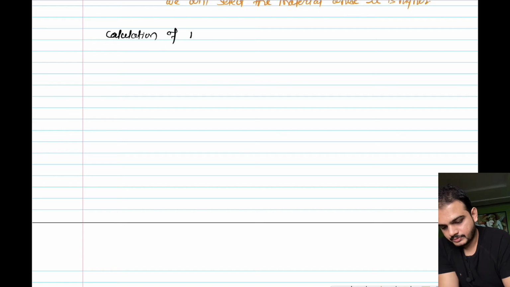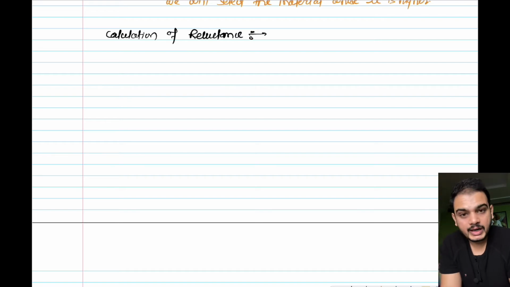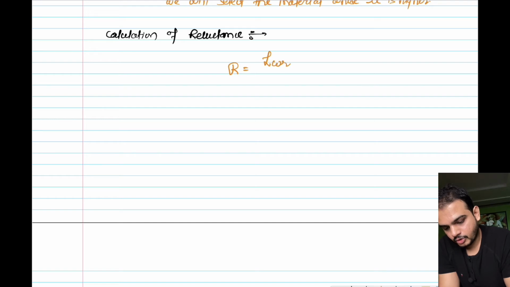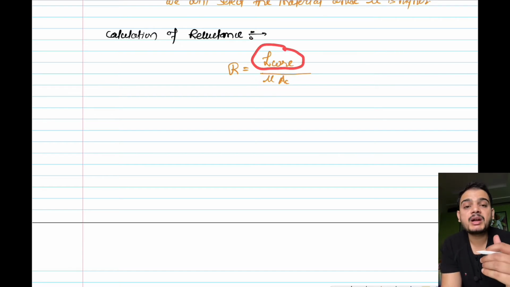Calculation of reluctance. We know that the formula for reluctance is length of core divided by mu into area of core material. In questions, these quantities will be given, but this length of core is not given directly. We need to find the length of core first.